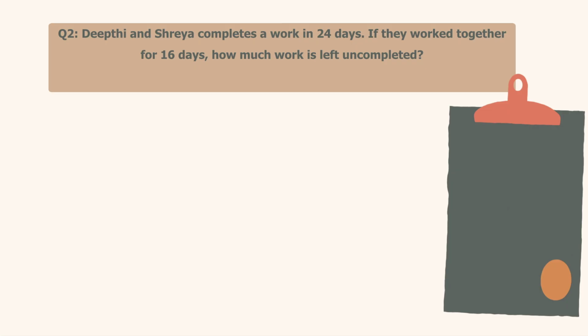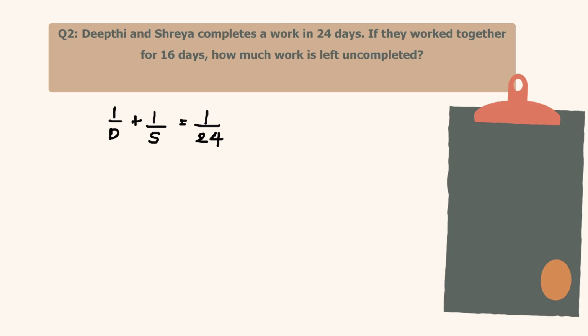Okay, so Deepthi and Shreya complete a work in 24 days. How do we write it? Work done by Deepthi in a day plus work done by Shreya in a day together will be 1 by 24, because they will do 1 by 24 work together in a day, since they could complete the work in 24 days. This is the first reciprocal, right?